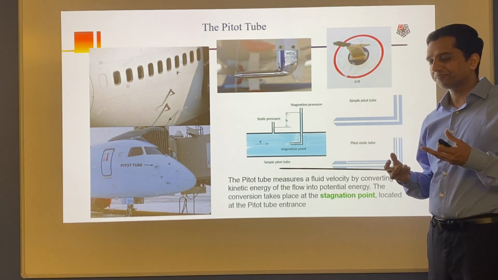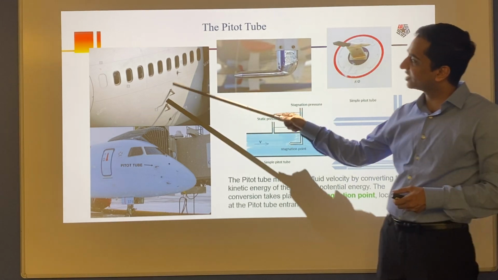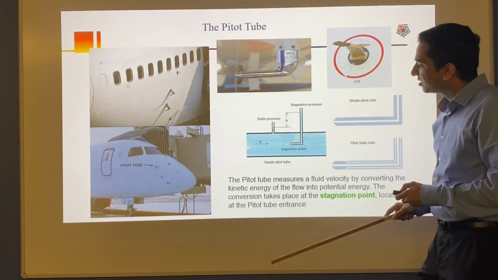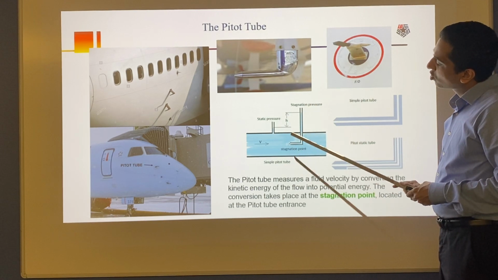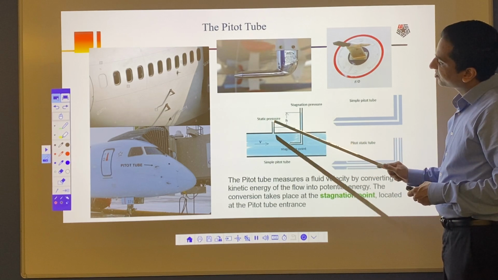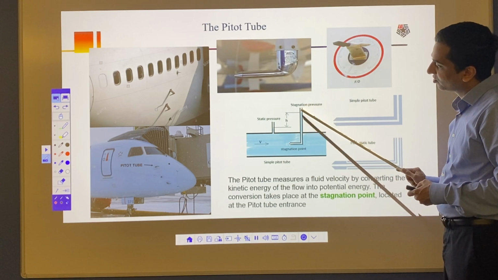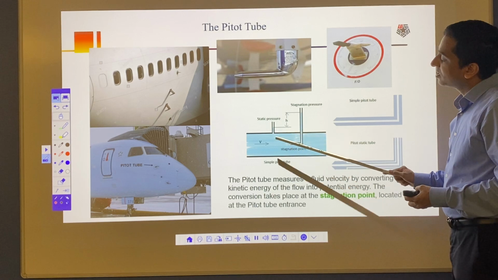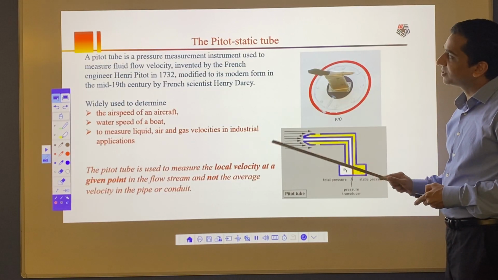If you are waiting at an airport and looking at a plane, you will see these kinds of Pitot tubes attached to the plane. These are nothing but Pitot static tubes, where we can measure local velocity. This is your stagnation point here, and based on the pressure difference between static pressure and stagnation pressure, which is the total pressure of the fluid, we can use Bernoulli's equation and find out the velocity. Let's see how we can do that in the problem later.